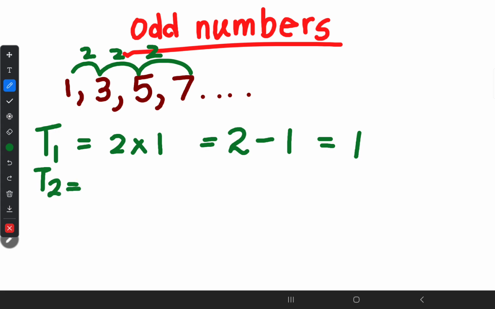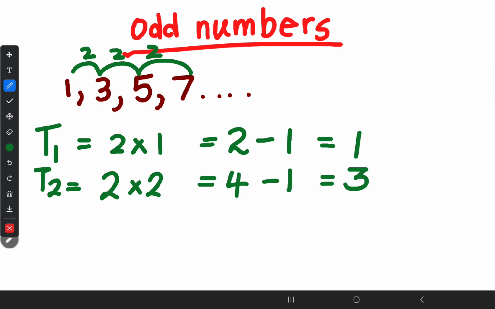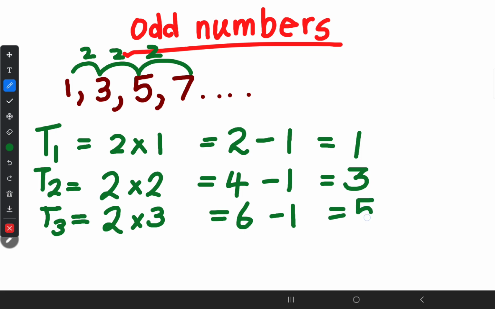T2, the difference was 2. So 2 multiplied with 2 will be 4. So 4 is not our second term. Second term was 3. So from 4, when we subtract 1, that will give you 3. Likewise, let's try the relationship for the third term. 2 multiplied with 3 is 6. But our third term was 5, no? From 6, we have to subtract 1. That will give you 5.